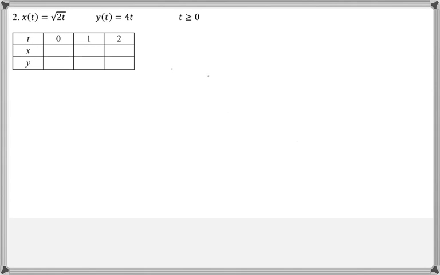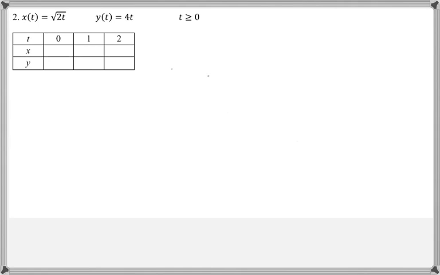For number 2, we're trying to graph the parametric equation. So we have our x equation, we have our y equation, and we have our interval. Now this interval is t is greater than or equal to 0. So technically we're going to have t equal to 0, 1, 2, 3, 4, and so on, but once we just graph 0, 1, and 2, we should be able to just put an arrow because the shape should be more defined.